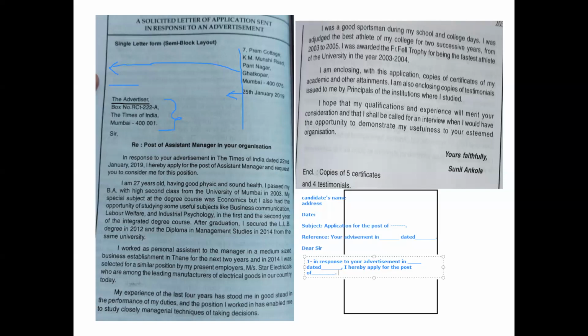I request you to consider me for this position, that we can write later. There is no need to write this sentence in the first paragraph. So this should be your first paragraph of your application letter. Okay, understood this? Understood what to write?